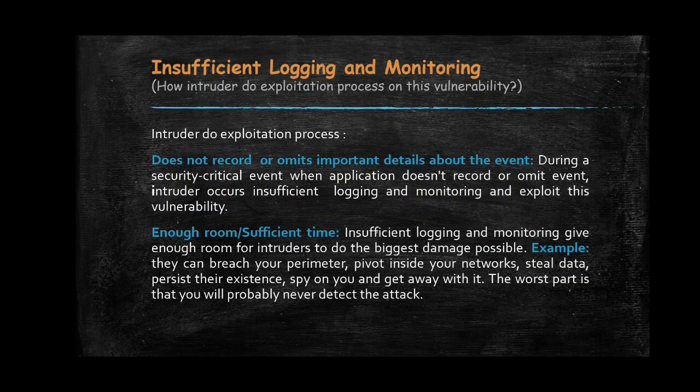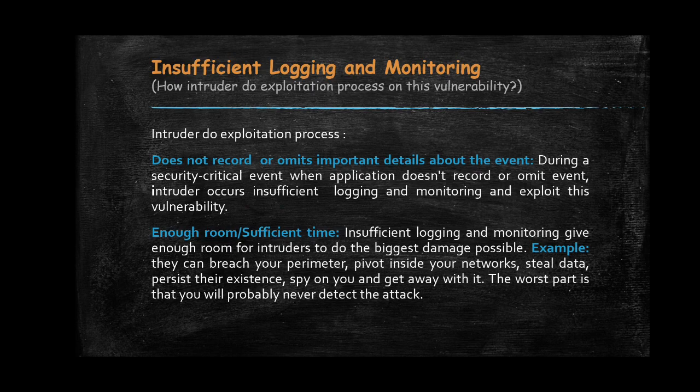Now let's discuss how an intruder does the exploitation process on this vulnerability. An intruder can exploit when they find the application vulnerable. The first one is that the application does not record or omits important details about the event. During security critical events, when the application doesn't record or omits events, the intruder exploits this vulnerability. And the second one is enough room or sufficient time.